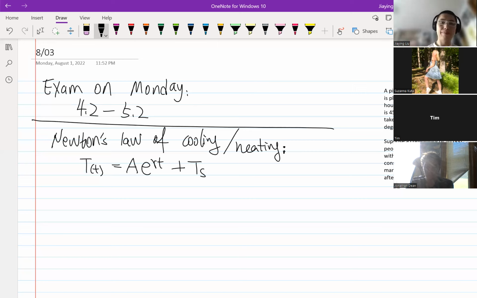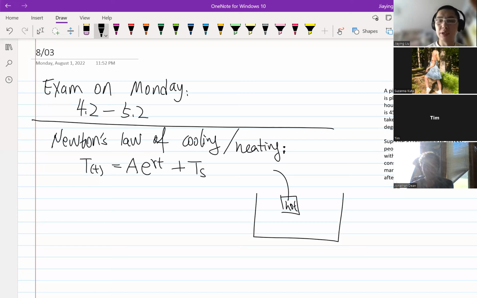So what this law is applied to is a situation where, for example, we take something really hot and place it in a cold environment. So suppose an environment has a temperature, and then we're going to take some hot object and put it in there. This is some cool environment. And obviously the cool environment is going to affect the temperature of the hot object, right? So the temperature of the object will change.